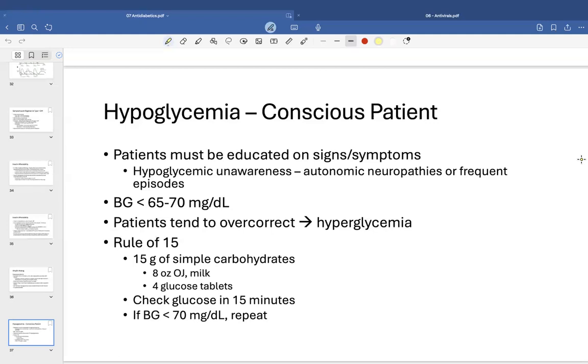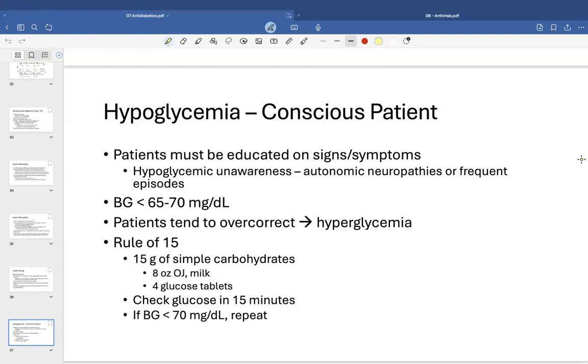But anyway, the rule of 15 says that you give 15 grams of carbs and then you check in 15 minutes. You don't repeat that 15 grams unless they are still below 70 in that 15 minutes. Now, the other option for hypoglycemia is glucagon. So let's backtrack and talk about glucagon.